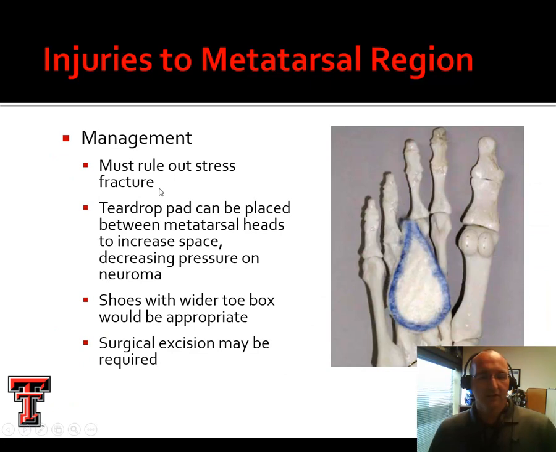So we want to rule out that stress fracture first. We can use something like this teardrop pad that helps prevent the bones from compressing the nerve. We may also want to look at the shoe. If the toe box is too narrow, then it's going to lead to that compression, whereas if it's wider, it's going to allow them to stay spread. And if they continue to have problems with this, then surgical excision may be required.